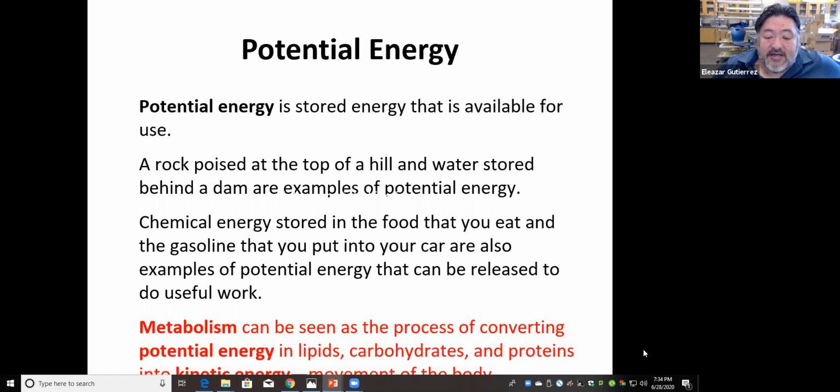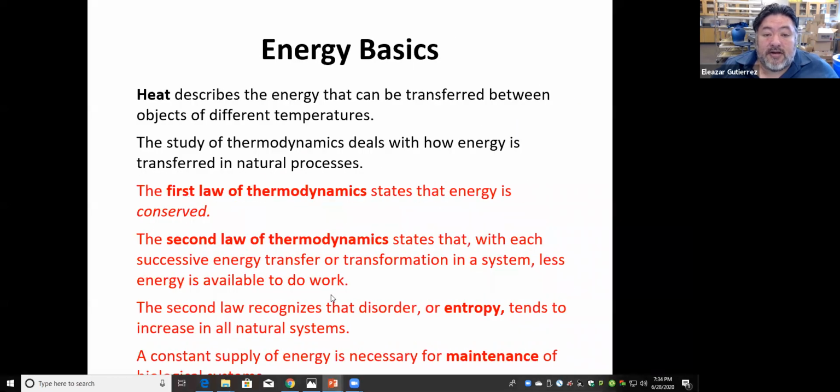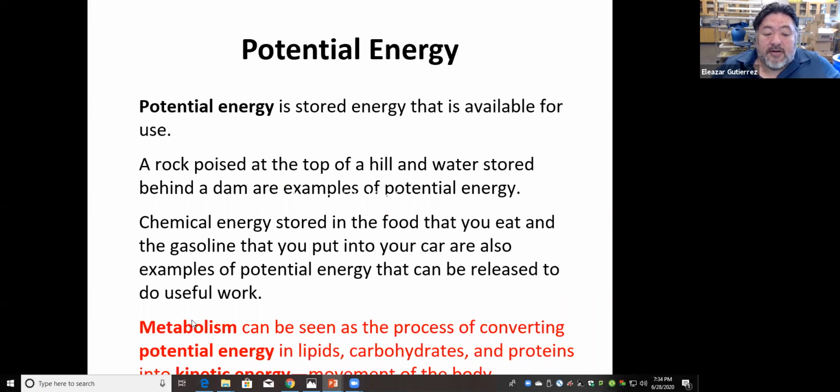So we say that metabolism can be seen as a process of converting. That's beautiful. Metabolism can be seen as a process of converting potential energy in lipids, carbohydrates, and proteins into kinetic energy, the energy of movement. Okay.